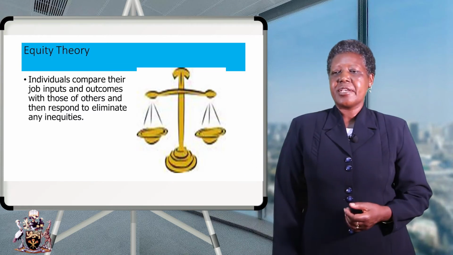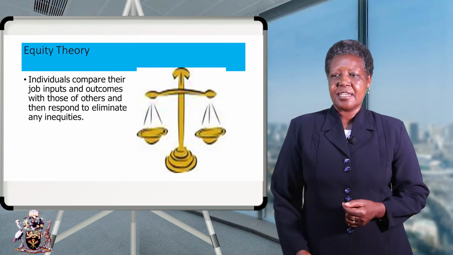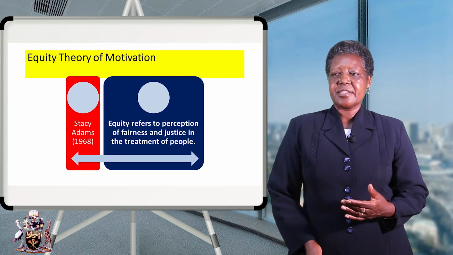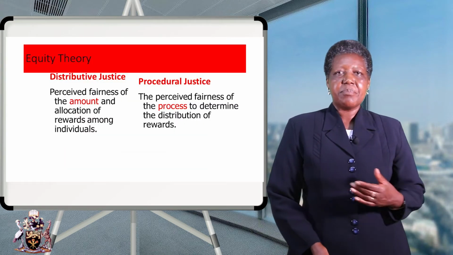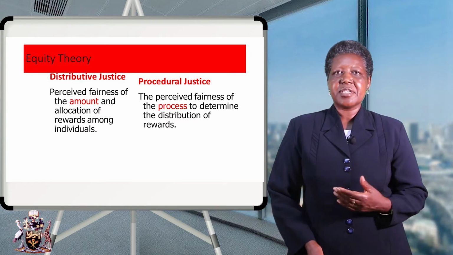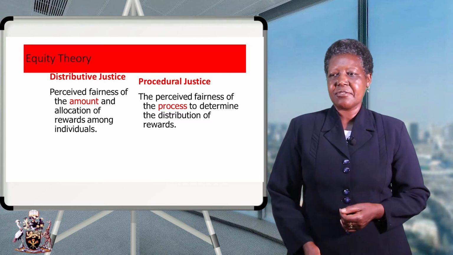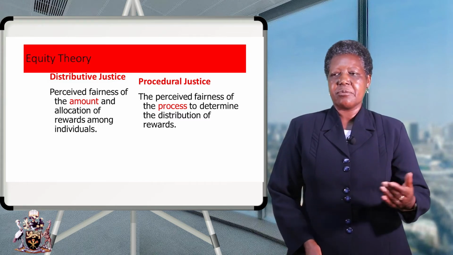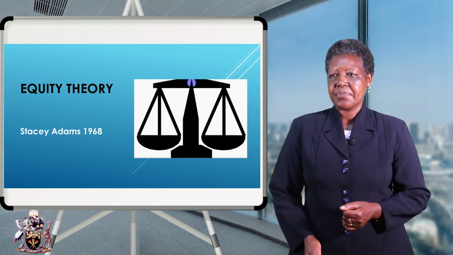Individuals generally compare their job inputs and outcomes with those of others and then respond to eliminate any inequities. So the equity theory of motivation refers to the perception of fairness and justice in the treatment of people. Basically, people perceive that sometimes they are not treated fairly depending on the actions of their manager or whoever is in charge of them. So equity generally is about how I compare in the way I'm treated with the other person. This theory was proposed by Stacey Adams in 1968.